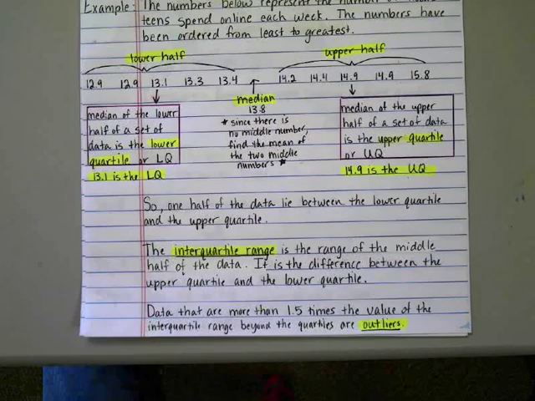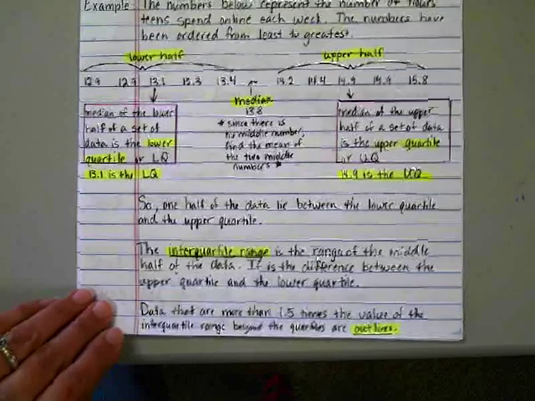Data that are more than 1.5 times the value of the interquartile range beyond the quartiles are called outliers. So remember, you can pause, write this down, write down any questions you may have that we can answer tomorrow. Now we're going to actually look at an example.